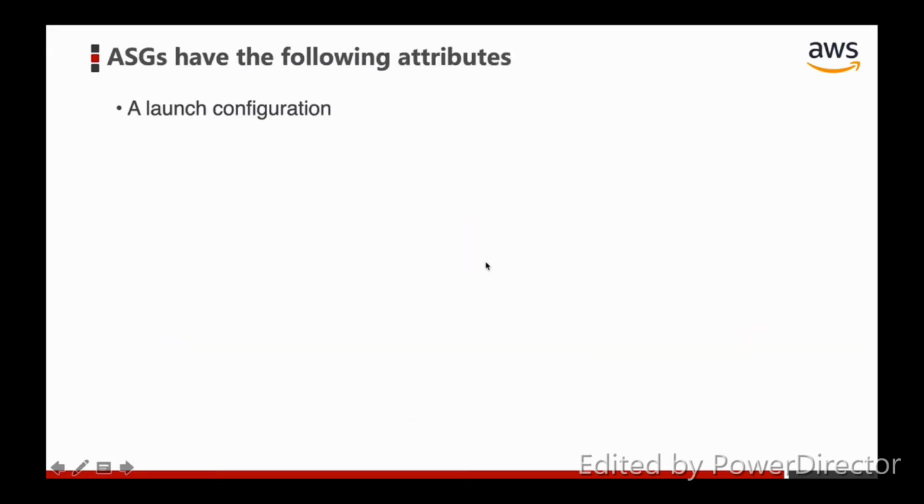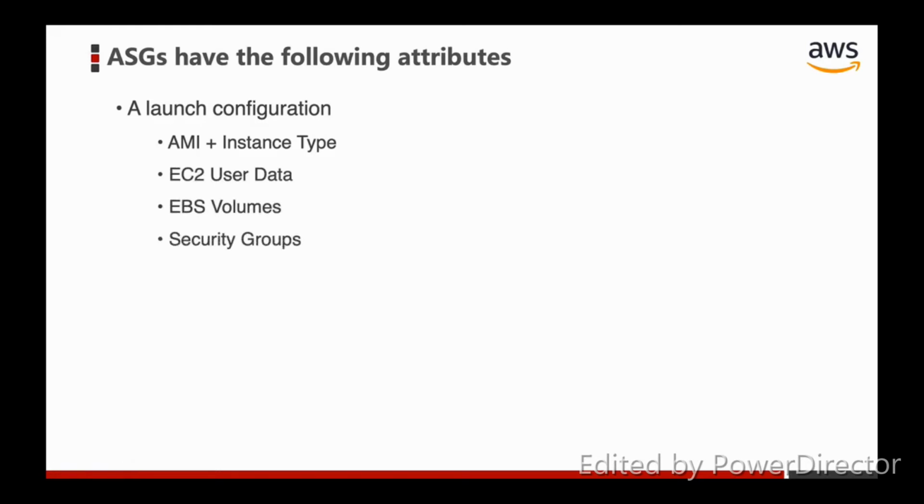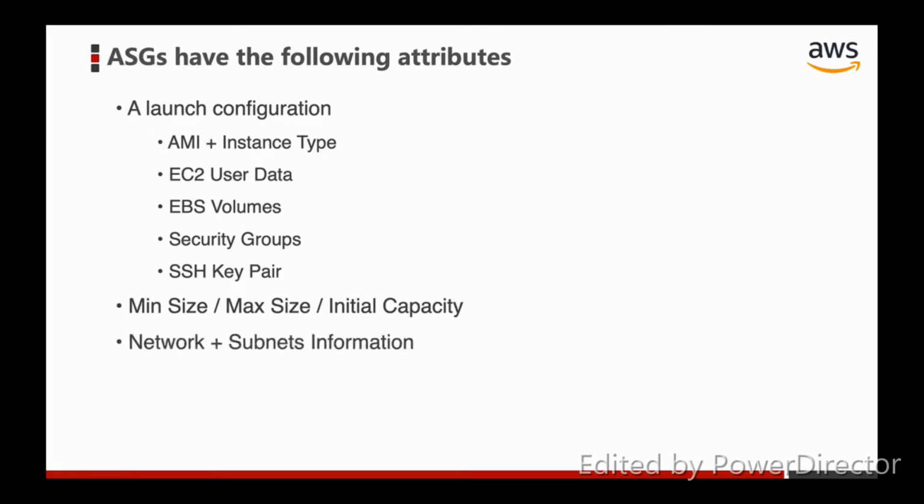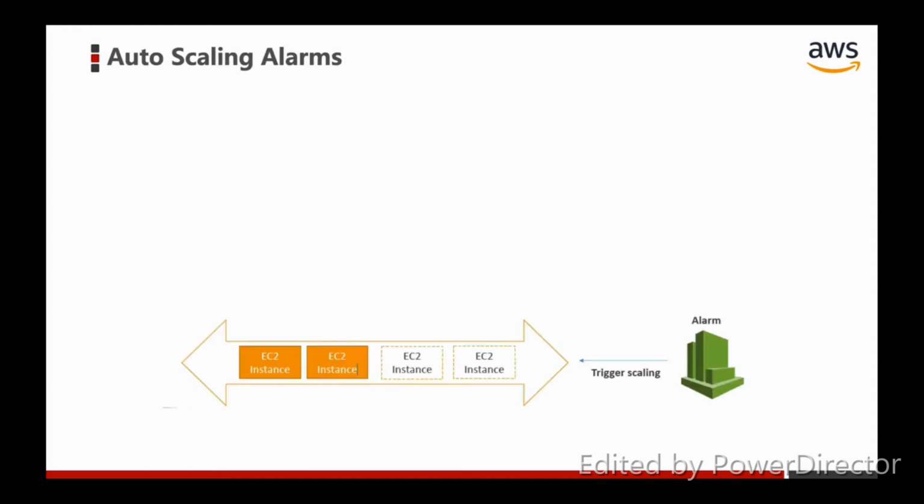Autoscaling group has the following attributes. First is called a launch configuration, and the launch configuration contains AMI plus instance type, EC2 user data, EBS volumes, security group, SSH key pair. It has minimum size, max size, initial capacity, which I just talked about in the previous slide. It has network and subnets information. It has load balancer information, and also it has scaling policies.